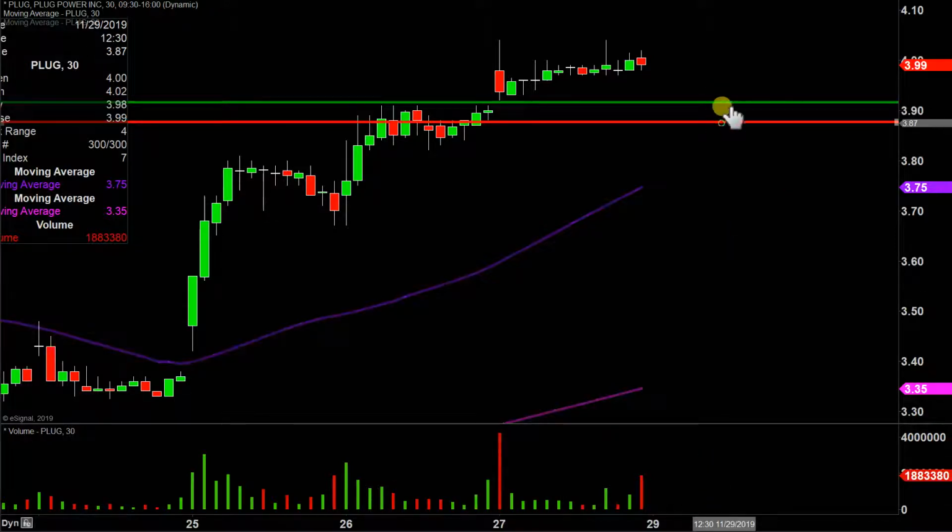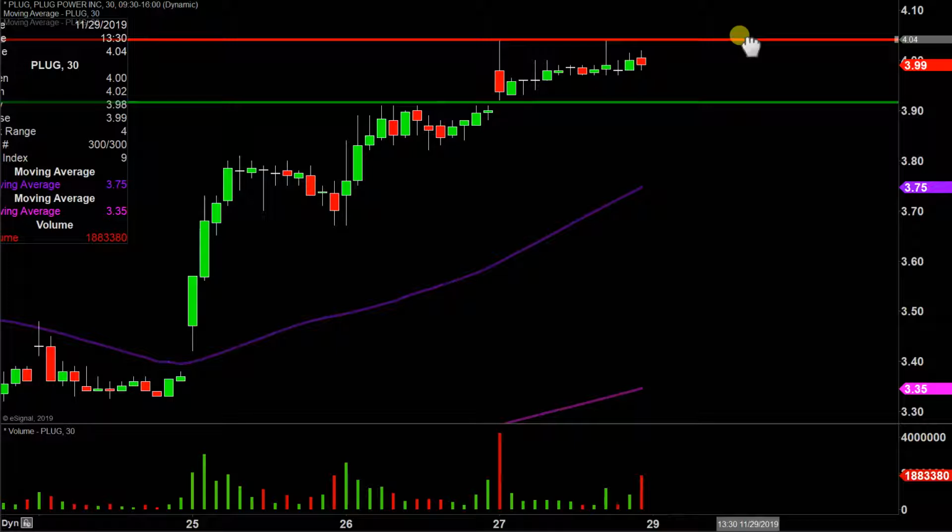As far as levels of resistance are concerned, nothing fancy or complicated here at all, other than the fact that on two separate occasions, both there and then there, the price got rejected right at 4.04. Let's just call it 4.05. So 4.05, public enemy number one, but none of these levels matter.